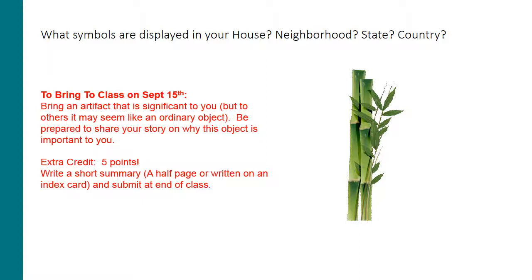I want you to share that object with your fellow classmates and explain to them why this artifact is important to you. Okay? If you want some extra credit, you can get 5 points by just writing a short summary. It can be a half page or on an index card, and I just want you to share with me what that artifact is and why it's important to you. So in order to get the extra credit, you must write a short summary and turn it in to me. Just turn it in with your name tag and you'll get 5 points for bringing an artifact.